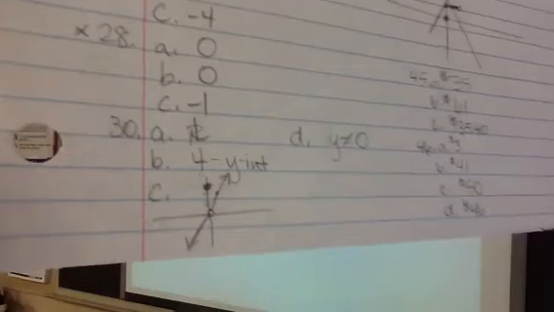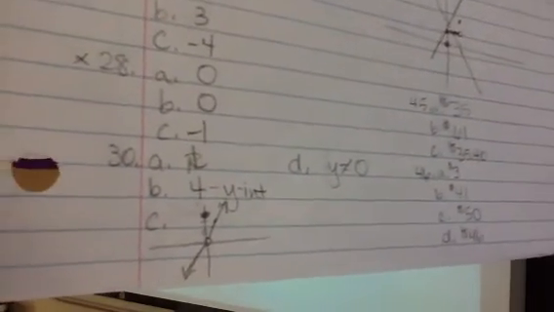25a is 4. B is 2. C is 5. 26a is negative 1. B is 2. C is 5. 30 is for a domain, negative infinity to infinity. For a y-intercept, 0, 4. For your range, negative infinity to 0 and 0 to infinity. And there is your graph.